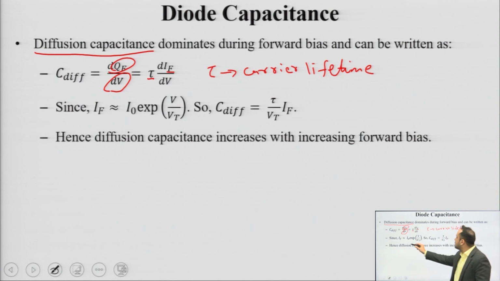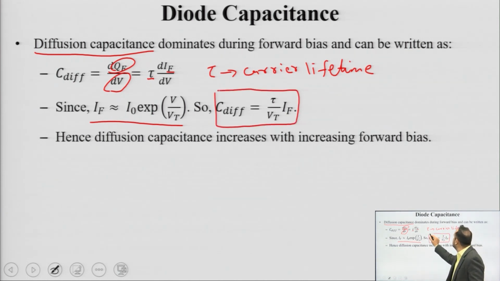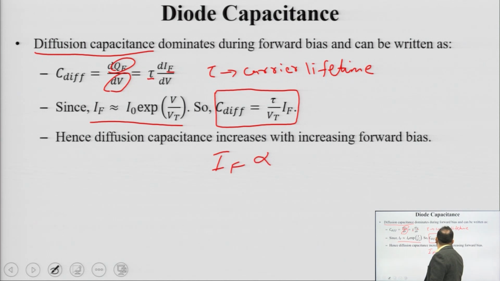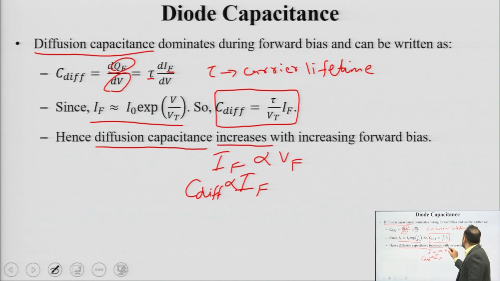Okay. IF is equal to this, the exponential term is high, 1 reduces. So, your diffusion capacitance is equal to this. In forward bias, when voltage increases, current increases exponentially. So, since IF is directly proportional to Vf and C diffusion is directly proportional to IF, which basically means diffusion capacitance increases with increase in forward bias.